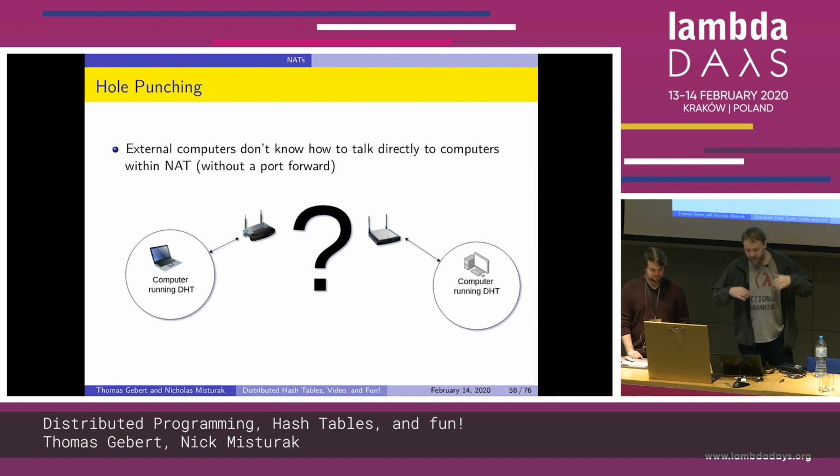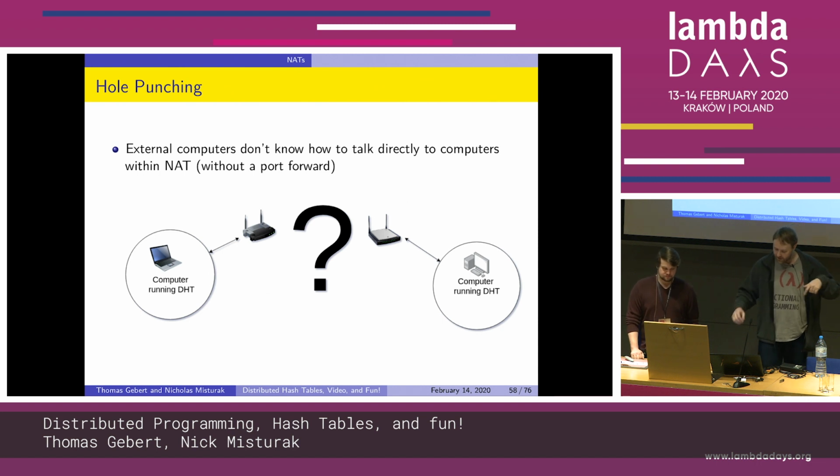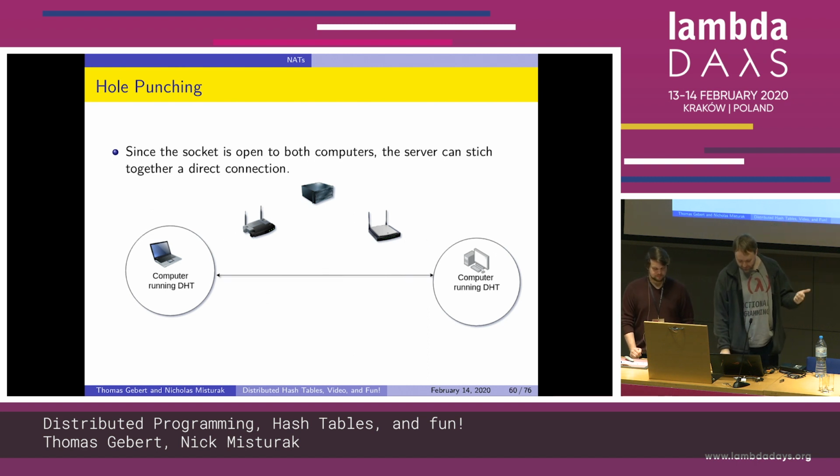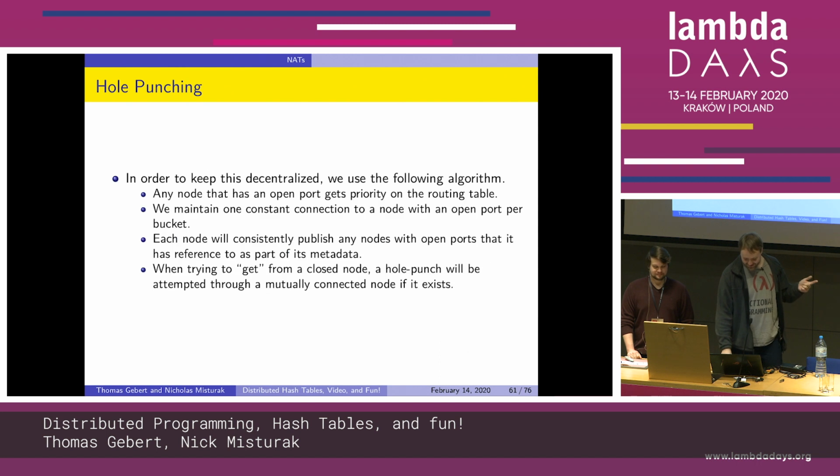But basically, since external computers don't know how to talk directly to the computers within the NATs, without them doing some sort of elaborate port forward, which I can never convince my mom to do, what you can do is have a central server that they both can connect to, through their routers. And since now a socket's been opened up between the computers and the server, and the server knows how to stitch them together, you can have a direct connection. But if anyone's been paying attention, we don't want a central server. That's the whole point of this.